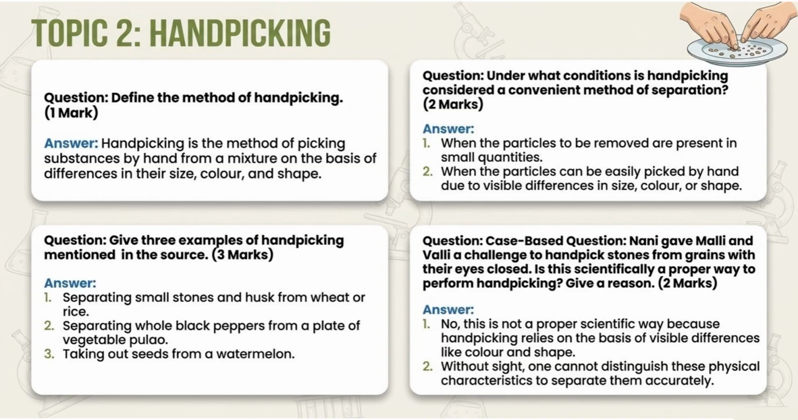Question, case-based question. Nani gave Malli and Valli a challenge to handpick stones from grains with their eyes closed. Is this scientifically a proper way to perform handpicking? Give a reason. 2 marks. Answer, no. This is not a proper scientific way because handpicking relies on the basis of visible differences like color and shape. Without sight, one cannot distinguish these physical characteristics to separate them accurately.